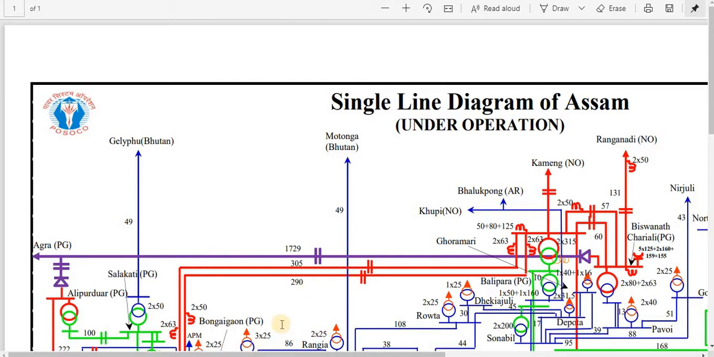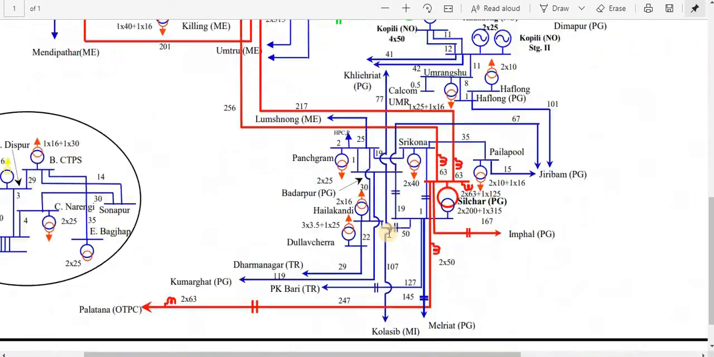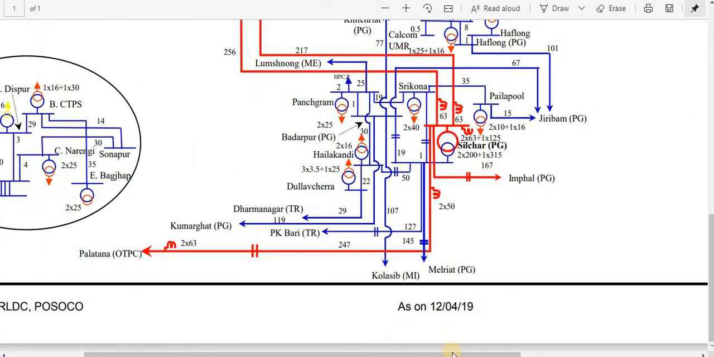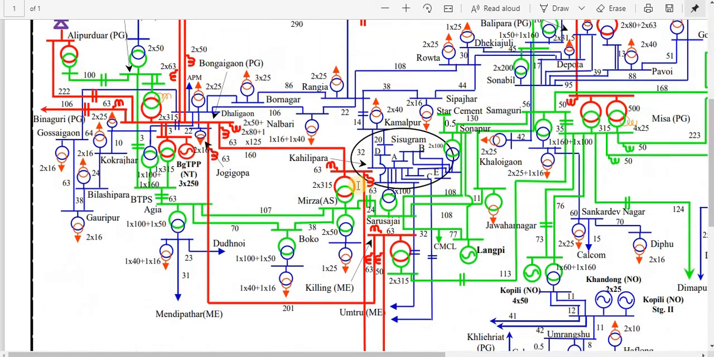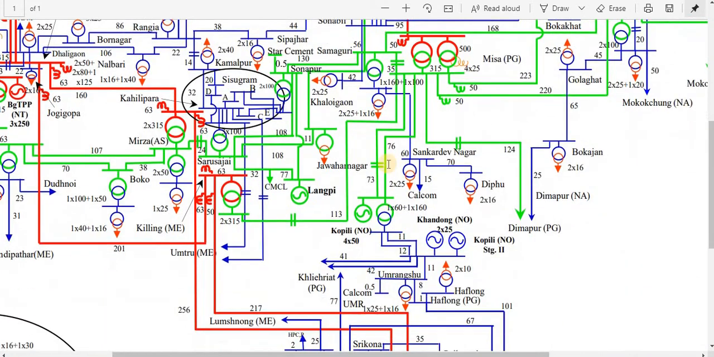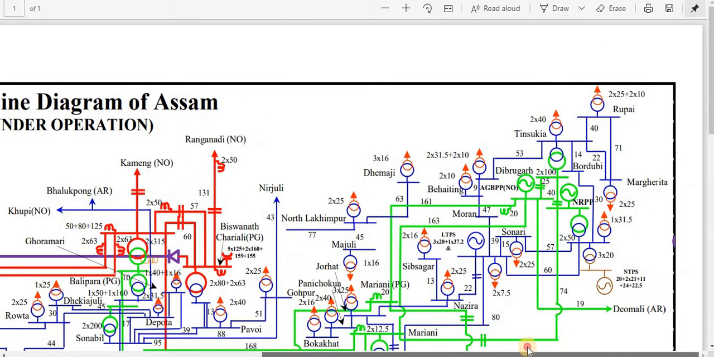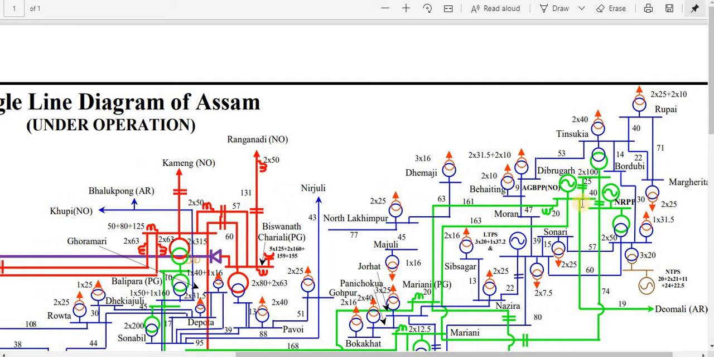In the previous lecture, we have seen the single line diagram of Assam. In this network, we can see it consists of 5 energy sources, that means generators, and all the other nodes are loads. Basically, in a network the number of generators will be lesser than the loads. It is a very vast network.